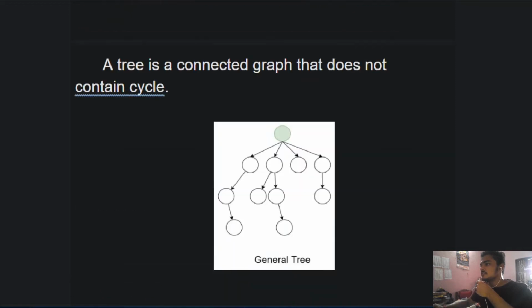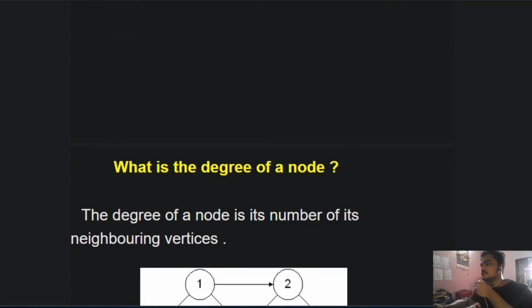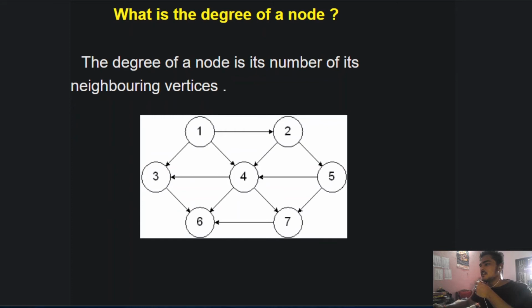Okay, now let's see what the degree of a node is. If we leave the example here, we'll know that the degree of a node is its number of neighboring vertices. Very simple. Let's see what it's trying to tell us. For example, if we consider this graph, don't consider the arrows now, because when you are just considering degree, we just need to focus on the neighboring vertices.